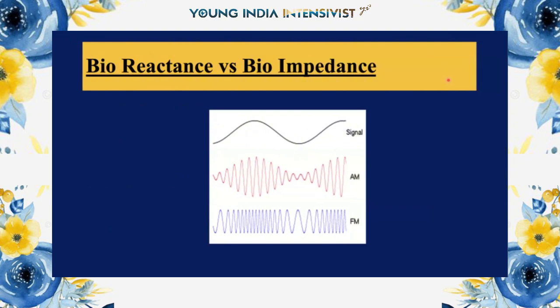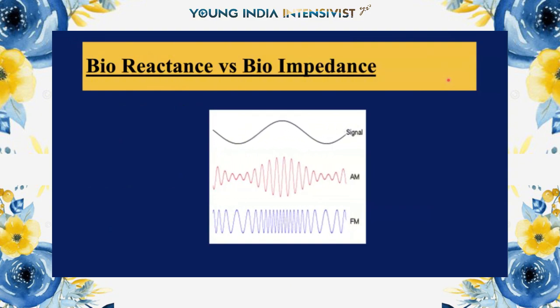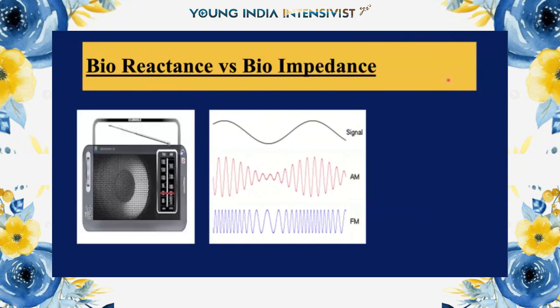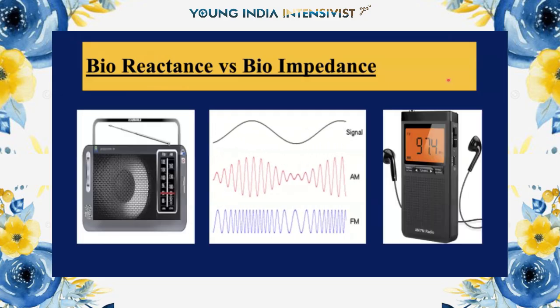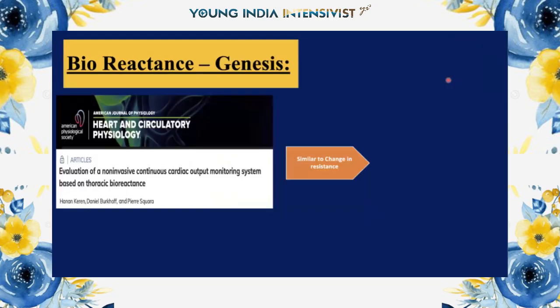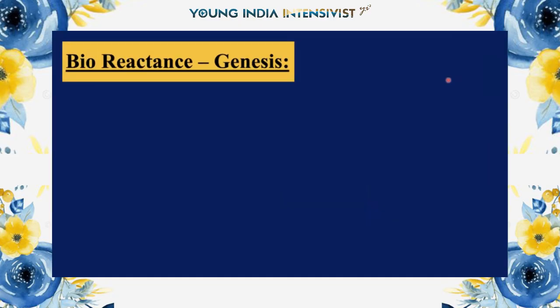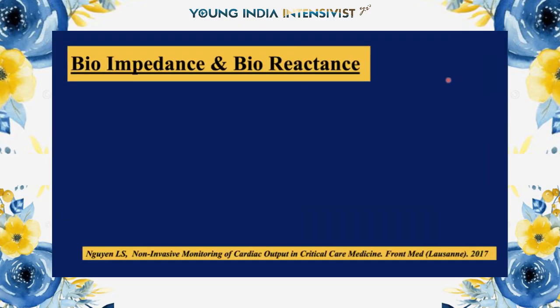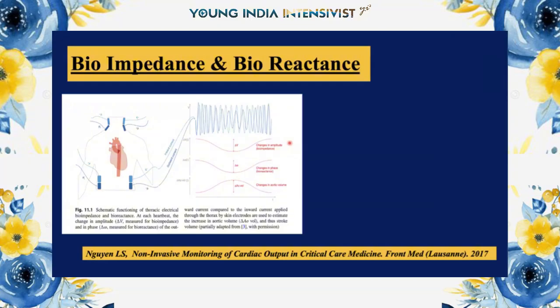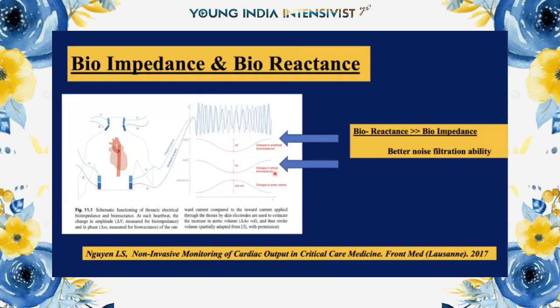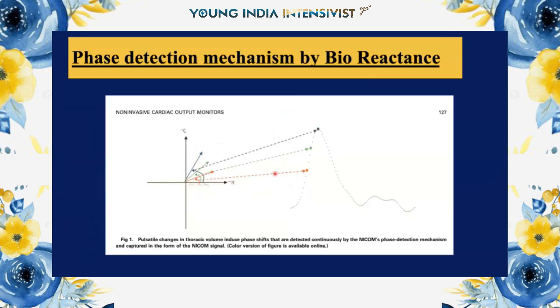So what is the next step? They have gone for some refinement. Just as we transitioned from AM radio to FM radio, they have transitioned from bioimpedance to bioreactance. Similar to a change in resistance, a change in capacitance and inductive properties happens. More robust technology is available. So rather than the change in amplitude, which is bioimpedance, they are observing the change in phase, which is bioreactance. Why bioreactance? It carries a better noise filtration ability.